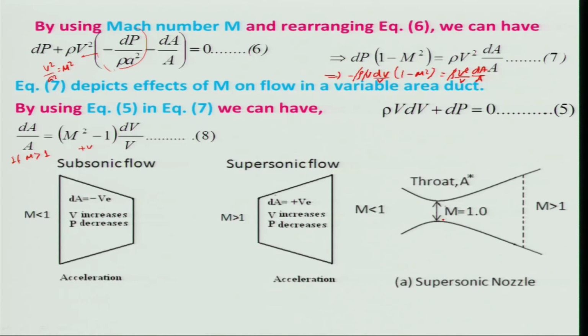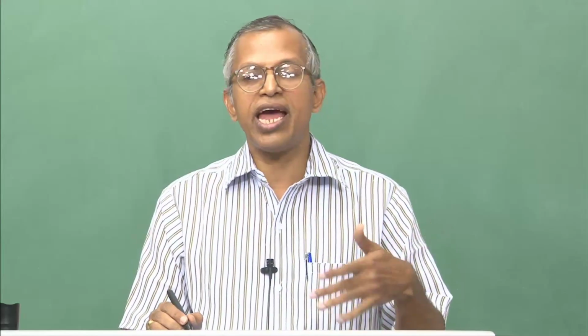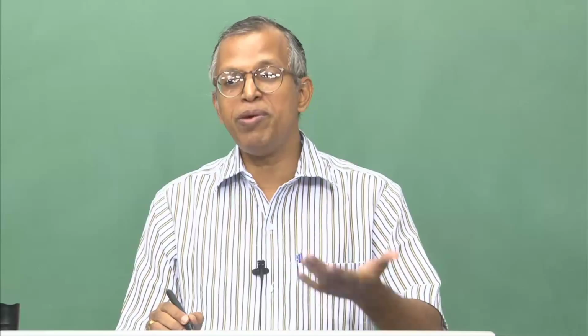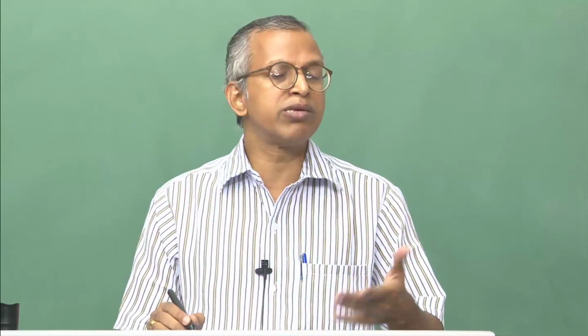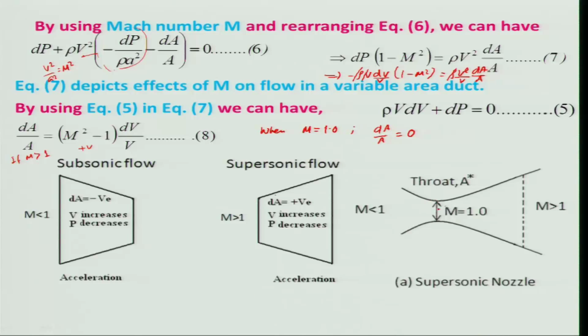Because if you look at m, when m is equal to 1, what would it be? It will be dA by A is equal to 0, right. That means there will not be change in area. It can of course be maximum or it can be minimum, but generally maximum will not give you physical results, whereas the minimum one will give you the physical.